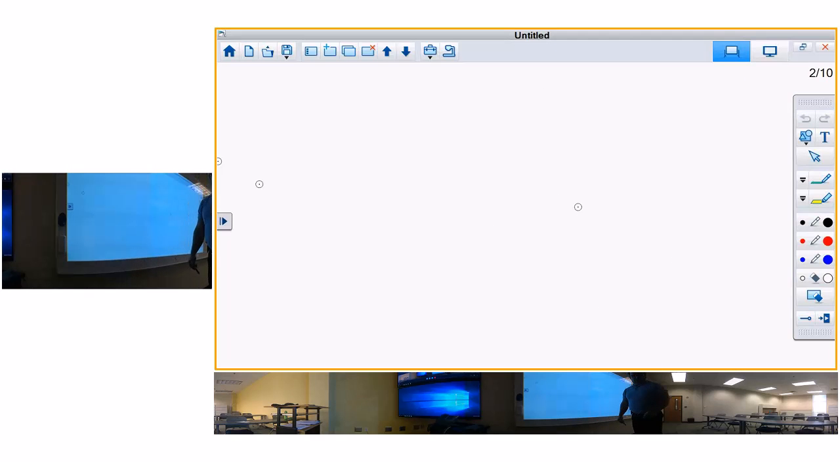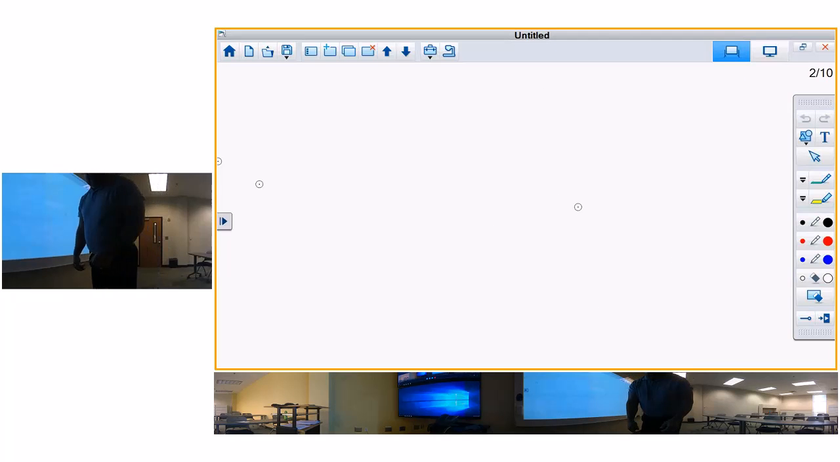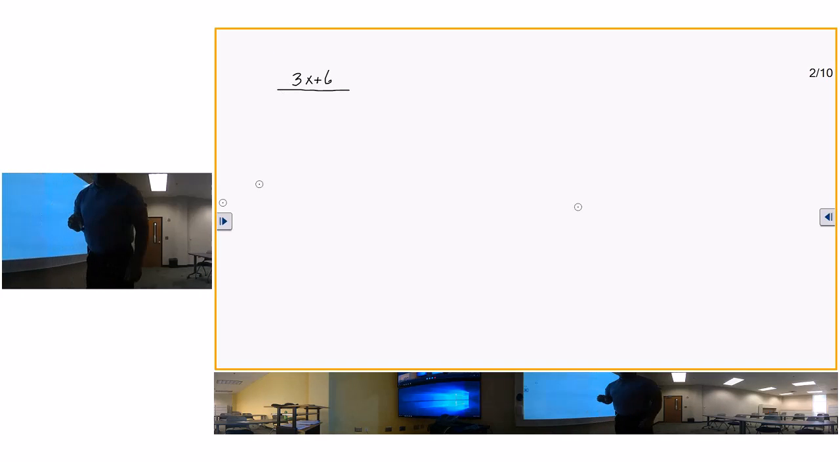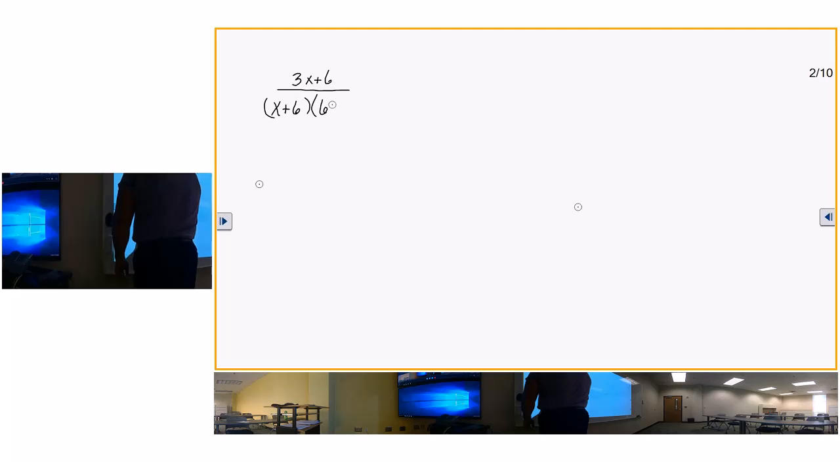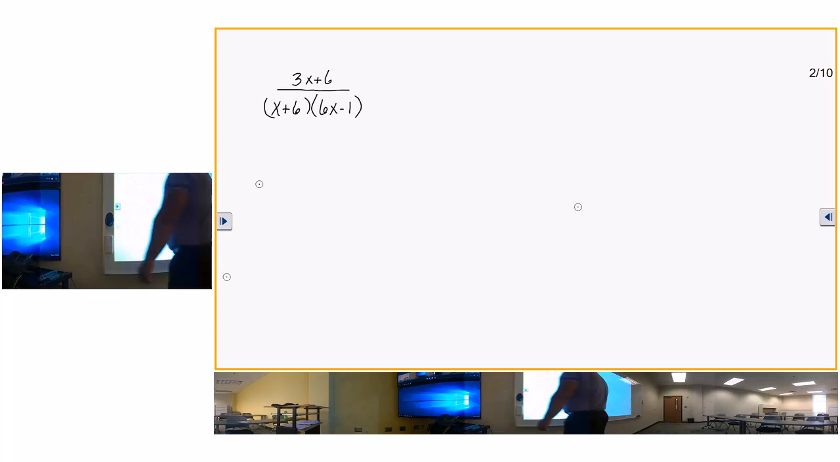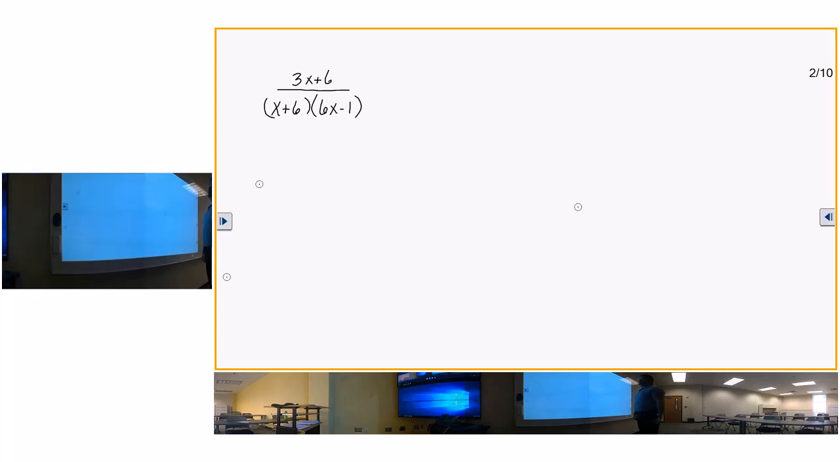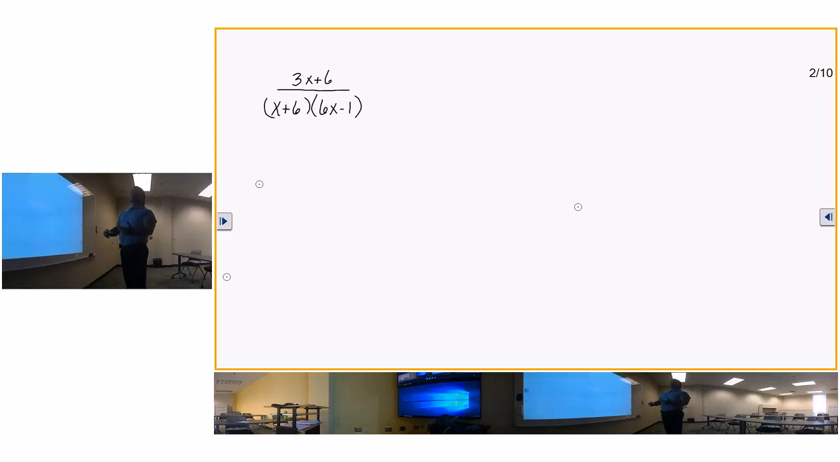The next one is 3x plus 6 over x plus 6 times 6x minus 1. First thing, how many denominators do we have? We have 2 terms in the denominator. So you're going to use a and b. You're going to use a over x plus 6 plus b over 6x minus 1, because you got 2 parts, you got 2 terms.